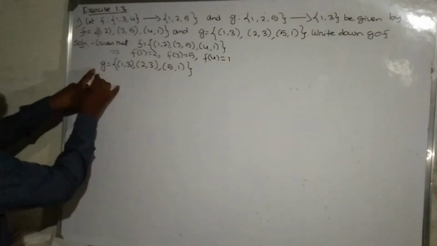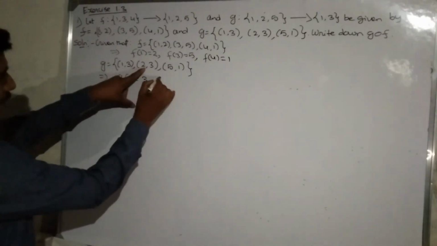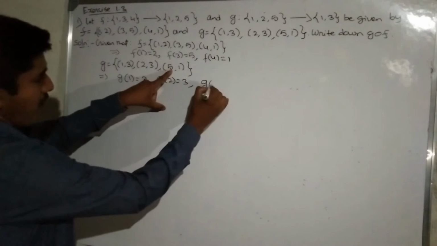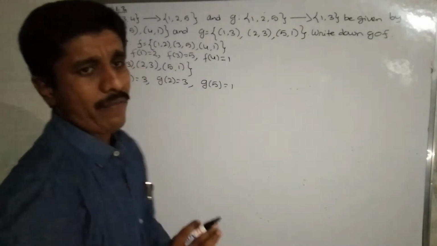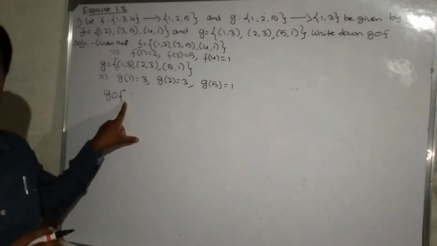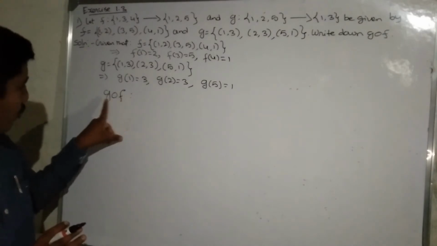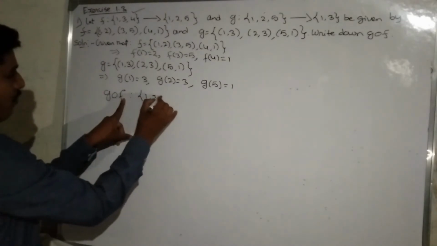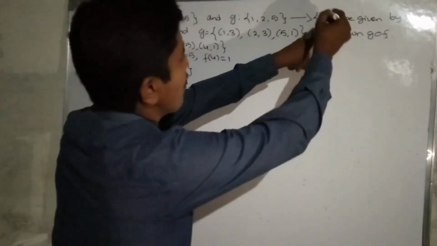The g function can be written as g of domain element 1 equal to range element 3, and this is g of 2, domain element, equal to range element 3, g of 5 equal to range element 1. Here we have to write gof. What is the domain of gof? Domain of f is the domain of gof. We know that because the function is defined from the domain of f to the codomain of g. What is the domain of f? This is set {1, 3, 4}. What is the codomain of g? Codomain of g, this is set {1, 3}.